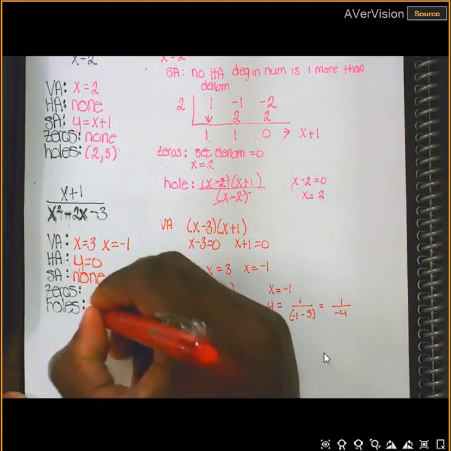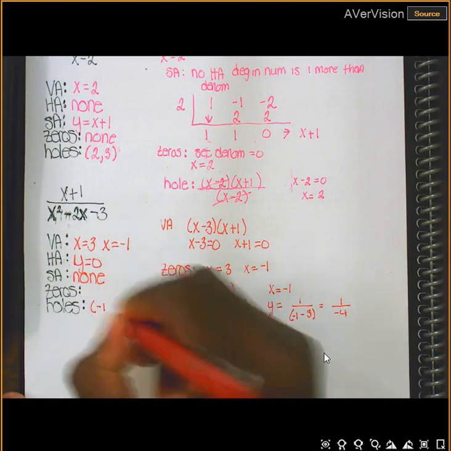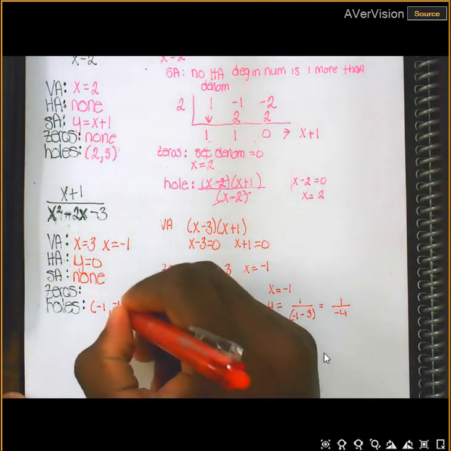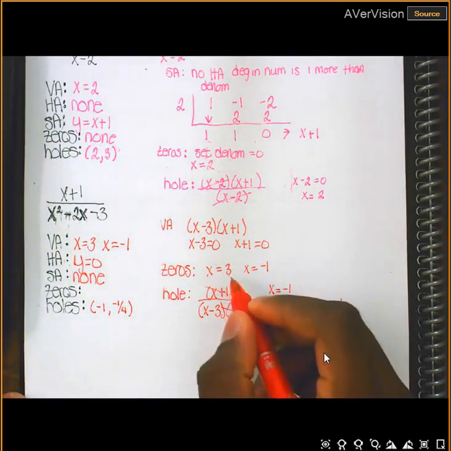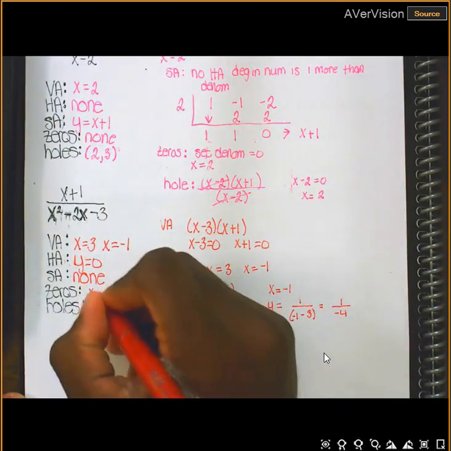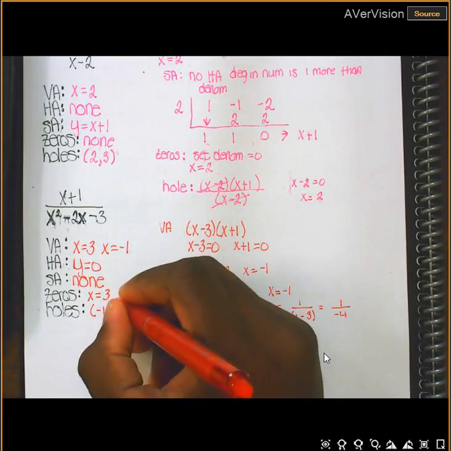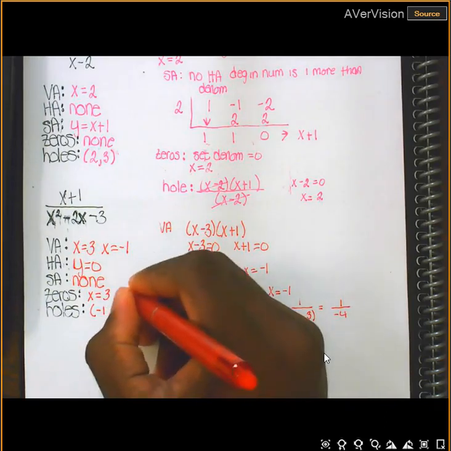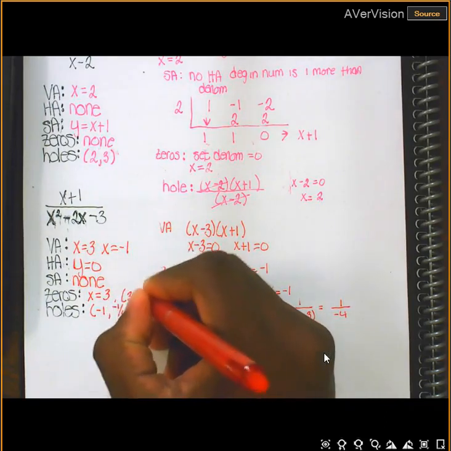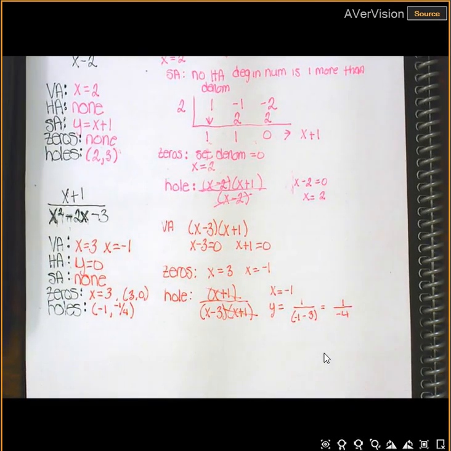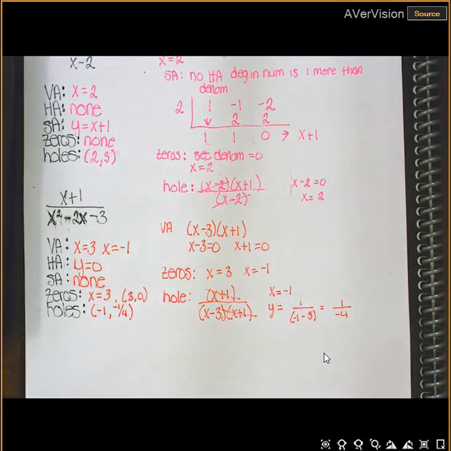So our hole is going to be at (-1, -1/4). And we have a zero at x equal to 3. We can write our zeros as a point. That'll be (3, 0). So a zero is basically the same thing as an x-intercept. That's why we can write it as a point like that. Any questions?